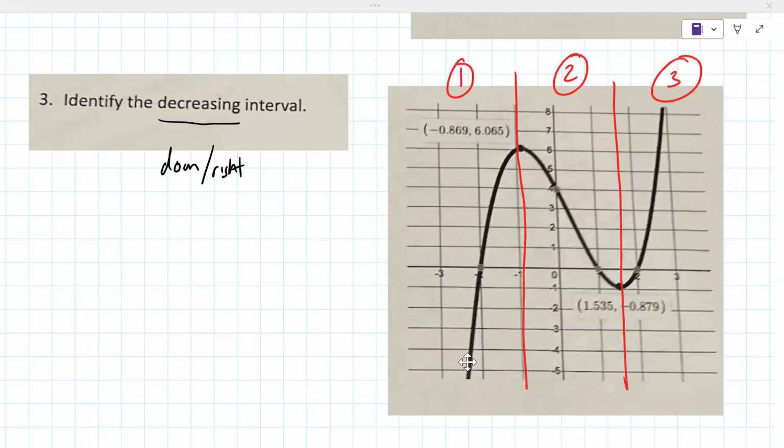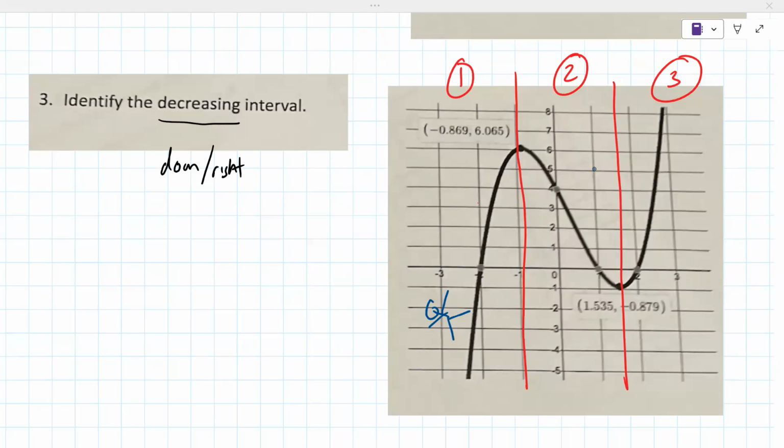To me, it looks like it's going up and to the right. But do you see it differently? Yes, I see it differently. Okay, well, imagine you were standing here walking. Are you going uphill or downhill? You're going downhill. Oh wait, no, you're going uphill. Okay, so decreasing is downhill.